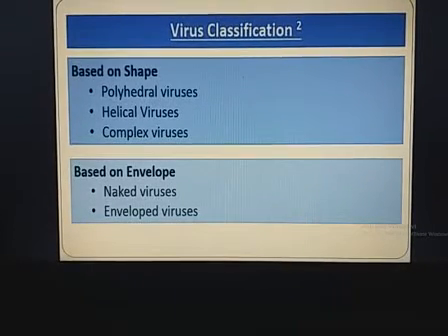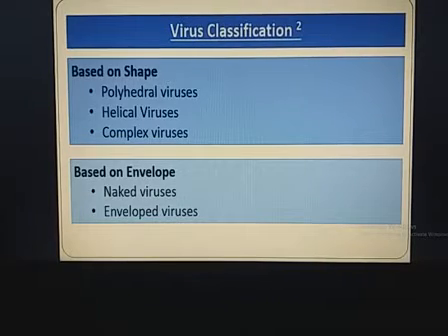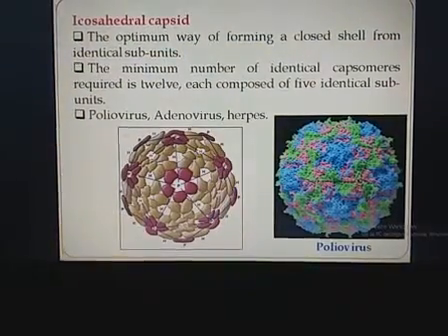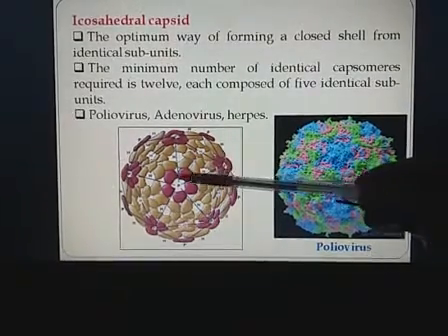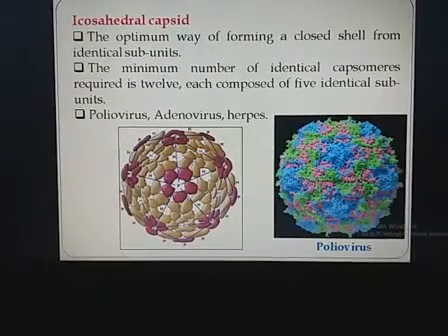Now the virus classification, how a virus looks like. So based on the shape, it is basically three types, either polyhedral, helical or complex, and based on the envelope it is naked or enveloped virus. Okay, now go one by one. Now this is the isohedral or icosahedral capsid or virus, the optimum way of forming a closed shell from identical subunits. You can see here these are the identical subunits which close and form a core of a virus, and within the core the nucleic acid is present.